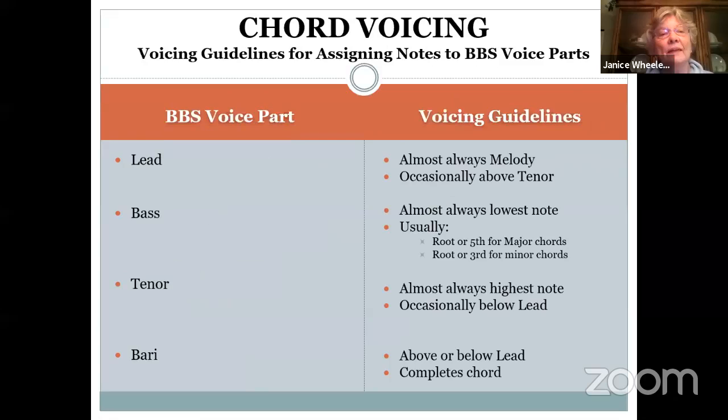There are some voicing guidelines for voice parts also. The lead, we know, is almost always the melody, and occasionally will end up above the tenor, but mostly below the tenor. The bass is almost always the lowest note, and usually has the root or the 5th for major chords, and the root or the 3rd for minor chords. The tenor is almost always the highest note, but is occasionally below the lead. And the bari can be either above or below the lead, and their note completes the chord.